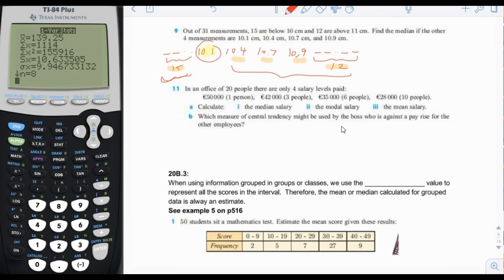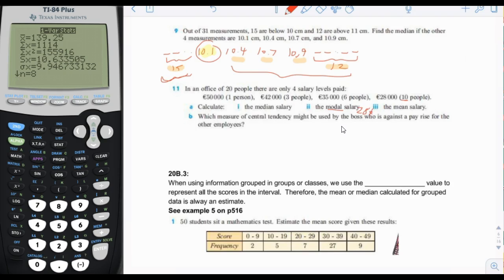In an office of 20 people, there are only 4 salary levels paid. Calculate the median salary, the modal salary, and the mean salary. Well, the modal salary we can just see here, right? Because there's 10 people being paid $28,000, so the modal salary is $28,000.